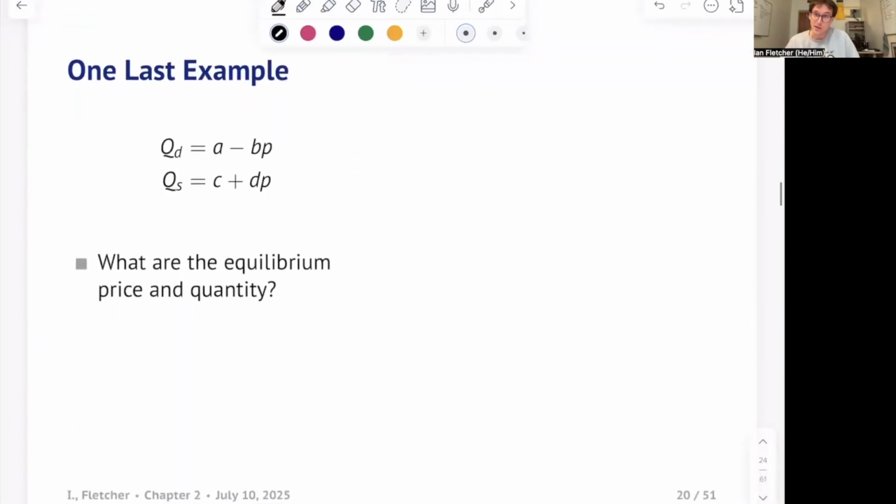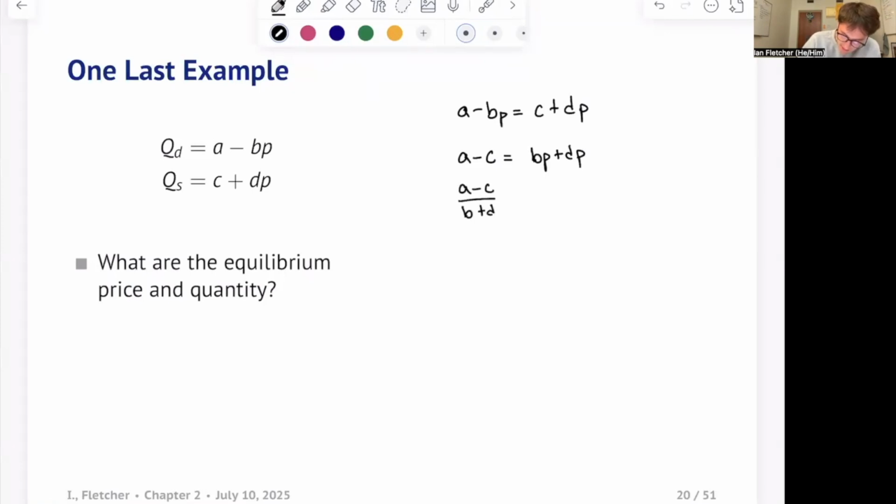Let's do one last example. Let's do this in theory, right? So we've got A minus BP should equal C plus DP, right? We're going to add and subtract. And then we've got BP plus DP. So we've got A minus C over B plus D should equal P.